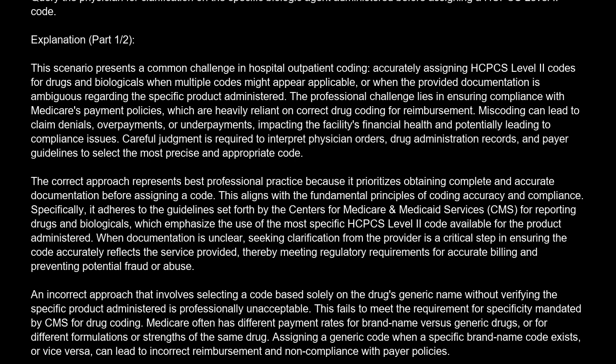An incorrect approach that involves selecting a code based solely on the drug's generic name without verifying the specific product administered is professionally unacceptable. This fails to meet the requirement for specificity mandated by CMS for drug coding. Medicare often has different payment rates for brand name versus generic drugs, or for different formulations or strengths of the same drug. Assigning a generic code when a specific brand name code exists, or vice versa, can lead to incorrect reimbursement and noncompliance with payer policies.